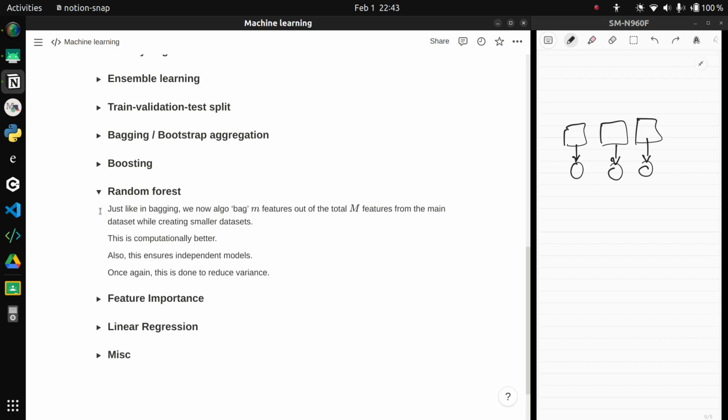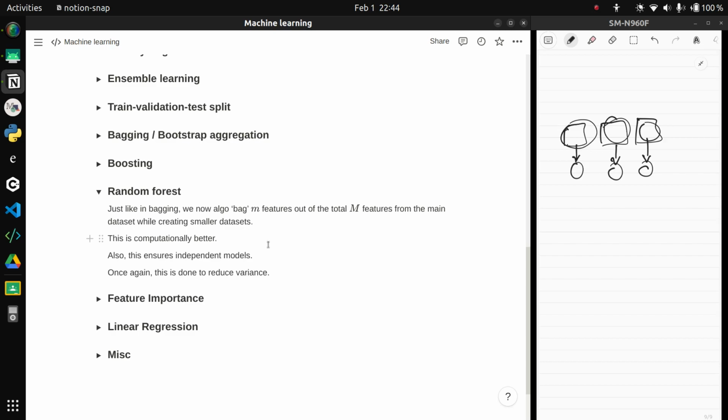In that way it sort of ensures that these trees are independent. That is, assuming your features are actually independent, then these trees will really be independent, because you are missing a lot of features. So they are forced to learn some way to relate the target. They don't have access to the more useful features sometimes, right? This is computationally better, obviously, because you have fewer features for each tree. Also, this ensures independent models. Ensures is a very big word to say, but yes, it increases the probability of them being independent.